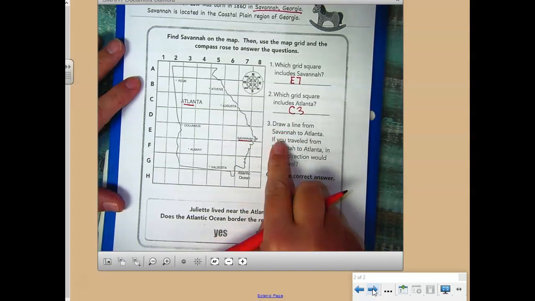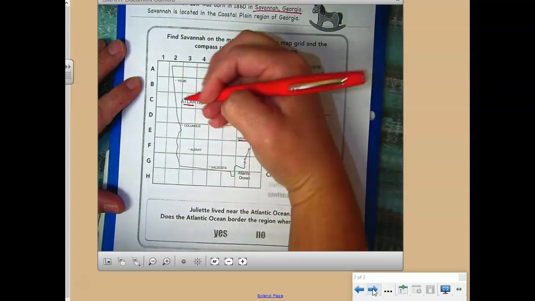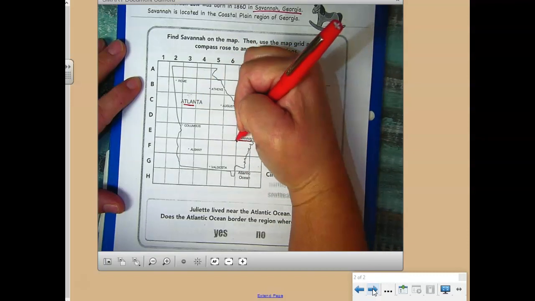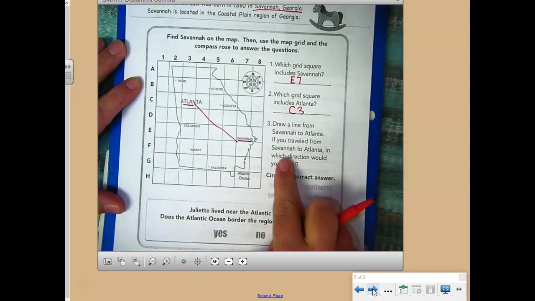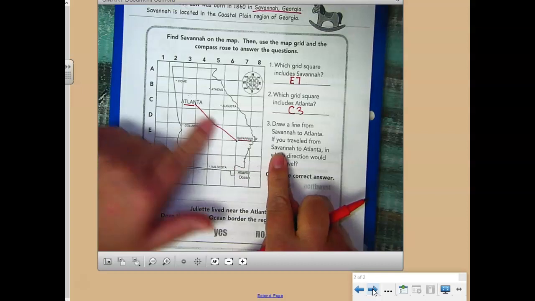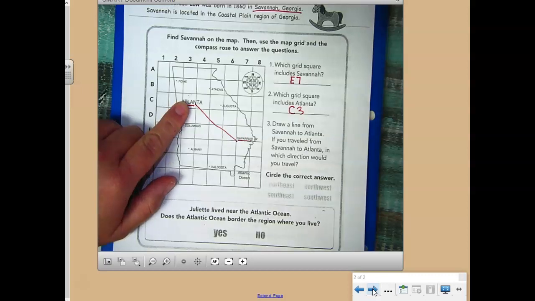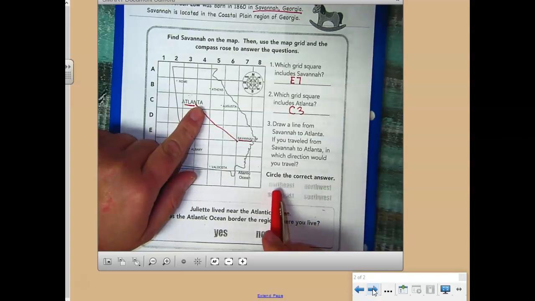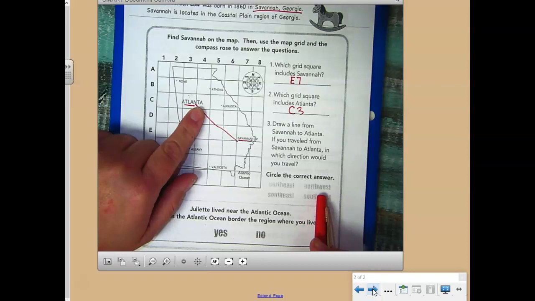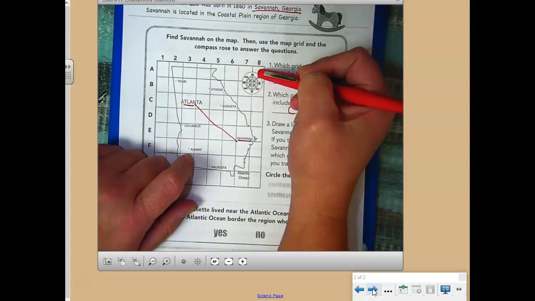Draw a line from Savannah to Atlanta. So we're going to draw our line from Savannah all the way to Atlanta. Now, if you traveled from Savannah to Atlanta, which direction would you travel? All right, so if we go from Savannah to Atlanta, would we go northeast, northwest, southeast, southwest?